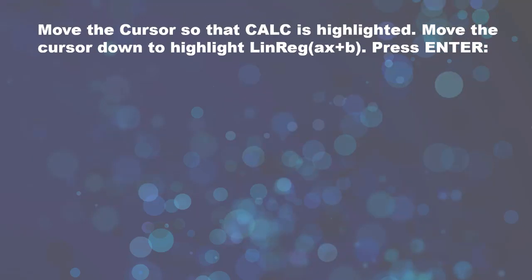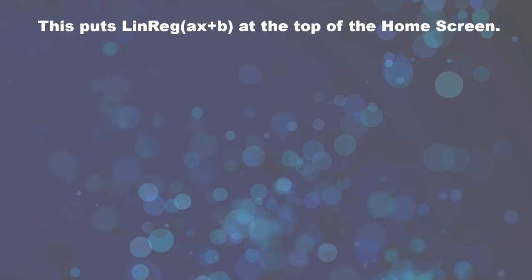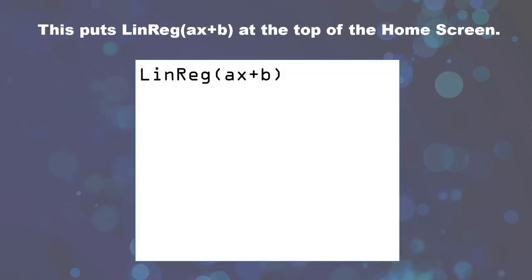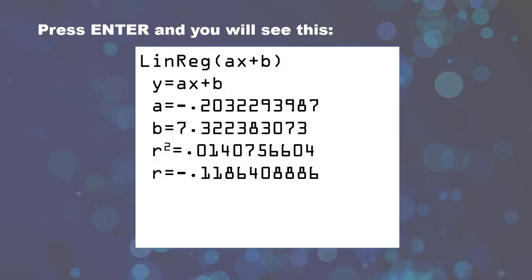So you move the cursor so that Calc is highlighted, and then you're going to find the command LinReg ax plus b. That's linear regression in the form ax plus b. Then you press enter, and it puts that at the top of your screen. And then if you press enter again, then you'll see all this information.